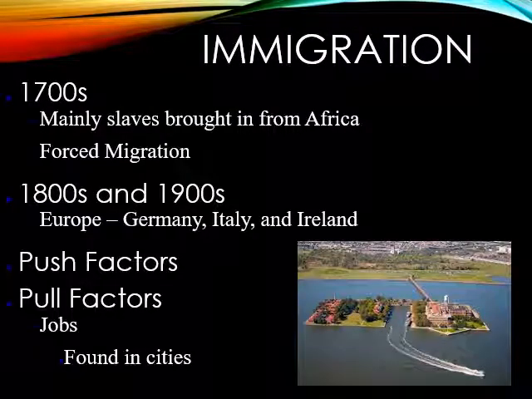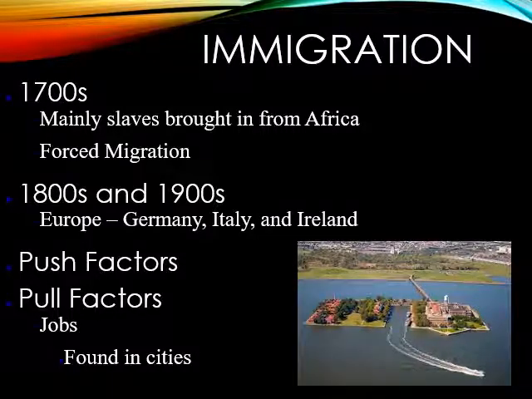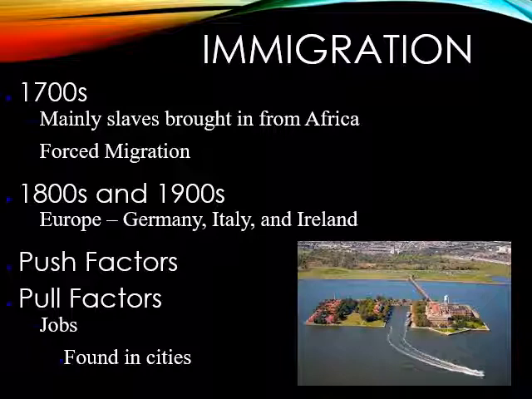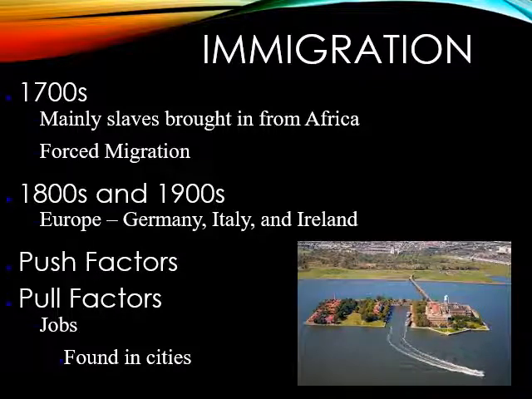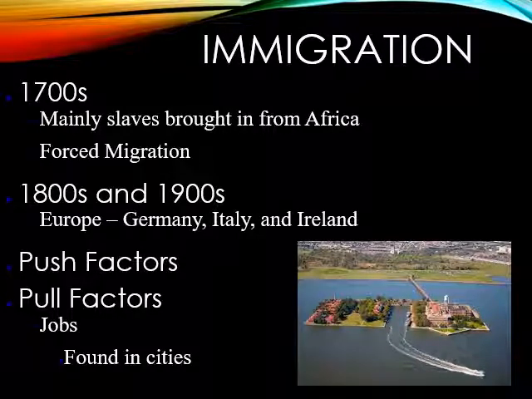So to continue with the theme of movement, we'll talk a little about immigration and how it happened throughout American history. In the 1700s, the biggest part of immigration was slaves that were brought in from Africa. So it was like a forced migration. It wasn't really a choice for them to migrate in.